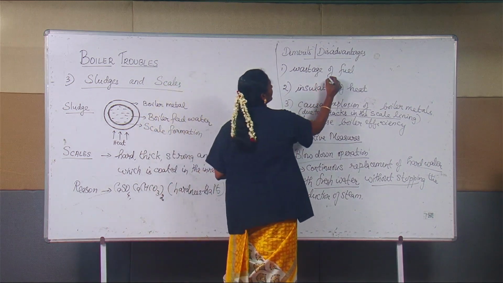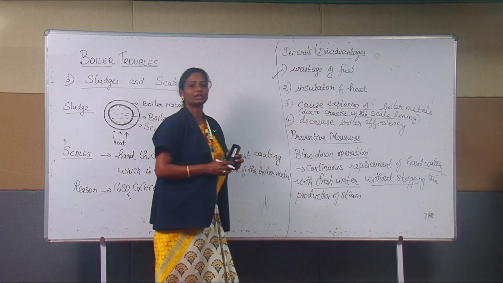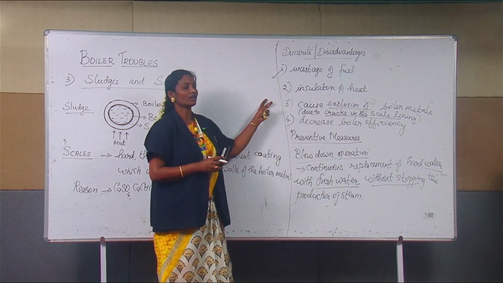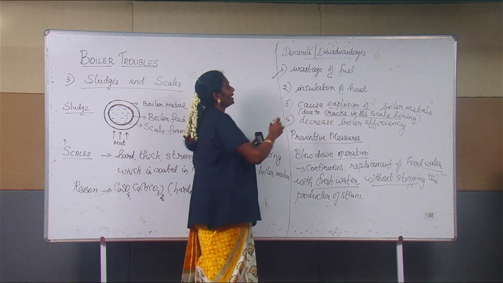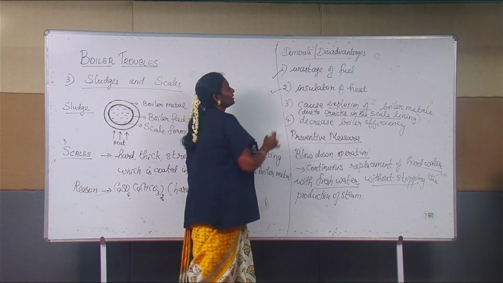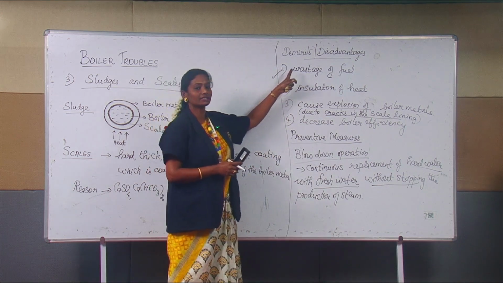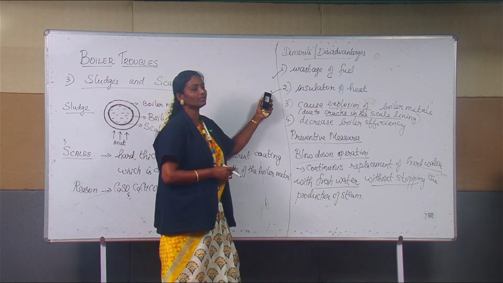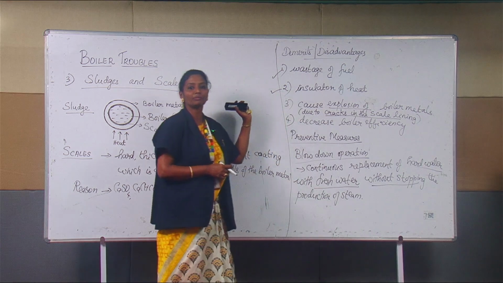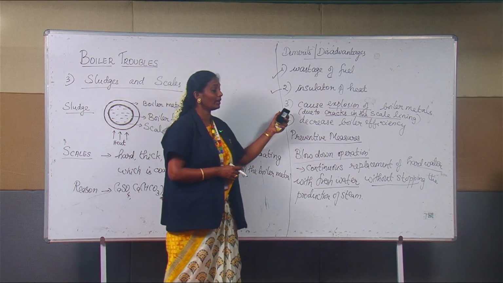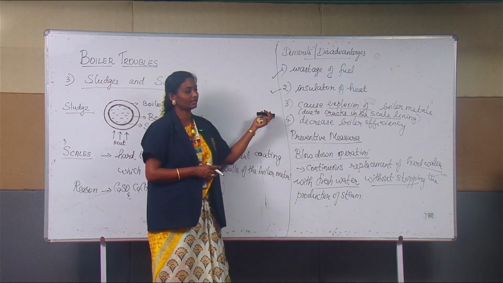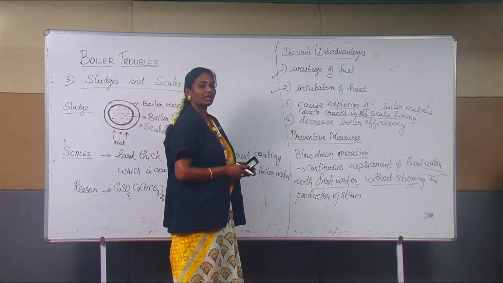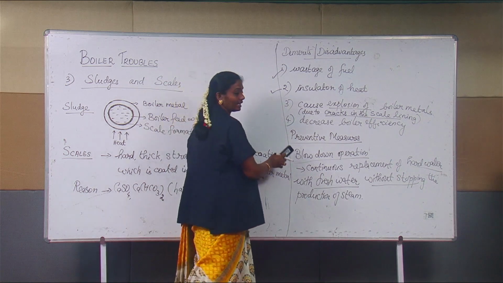So this scale would result in the wastage of fuel, because in industries, cost-wise, it has to be efficient enough. Here we will not be able to satisfy that as the fuel is being wasted, and it acts as a poor insulator of heat. So the 100% heat will not be used up in the steam production. It may lead to explosion if not taken care of, and decrease of the boiler efficiency. So there are many preventive measures. Let us see one by one.